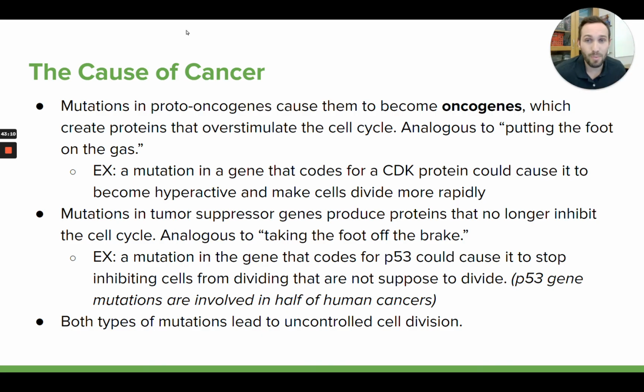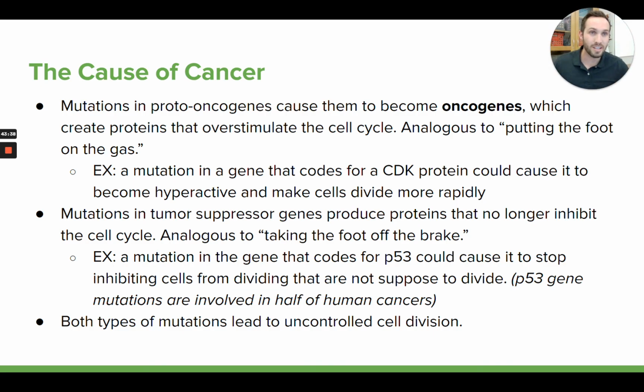So for example, if you have a mutation in a gene that codes for CDK, that makes it hyperactive. Hyperactive means more active than usual. CDK is what controls whether or not a cell goes through the cell cycle, and this CDK is hyperactive. Maybe the CDK is phosphorylating other proteins even when there's no cyclin. CDK is only supposed to be active when there's cyclin, but let's say there's no cyclin and this CDK is broken and it's still phosphorylating other proteins.